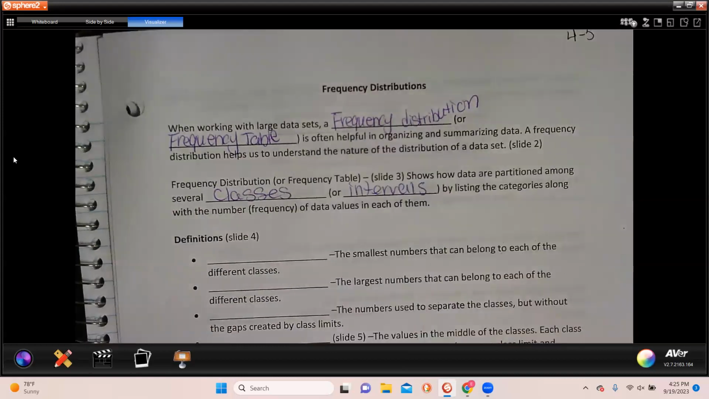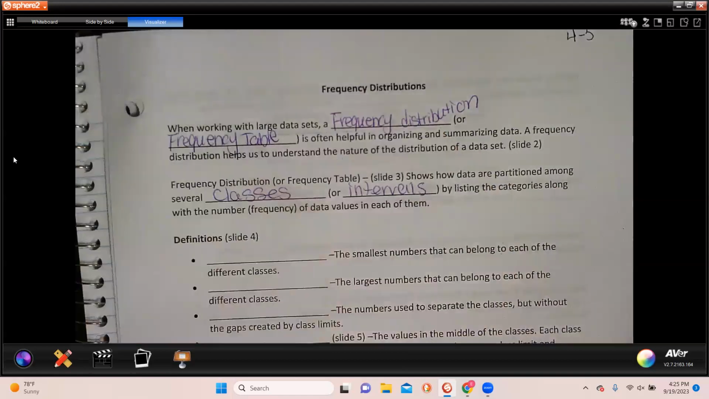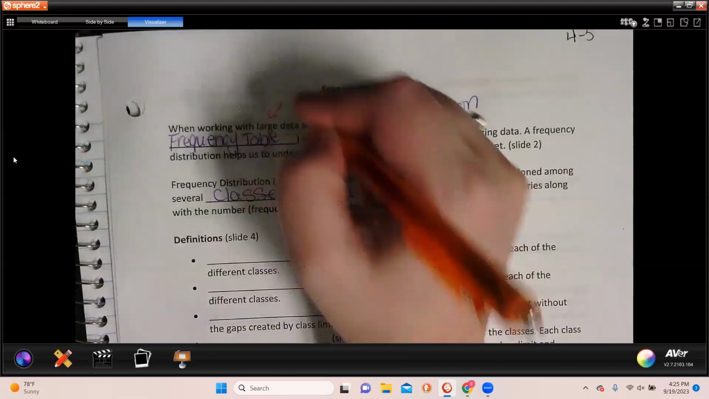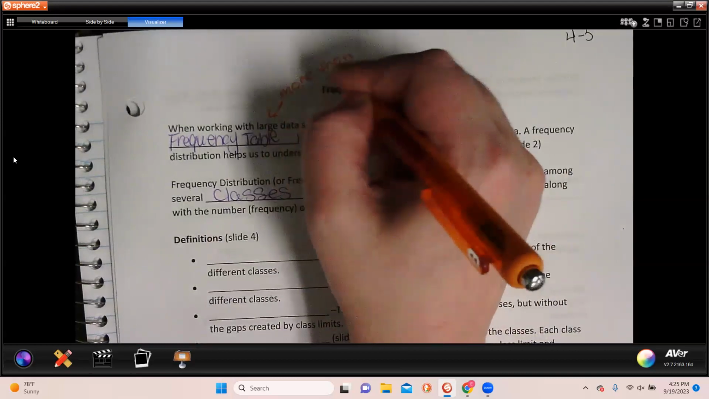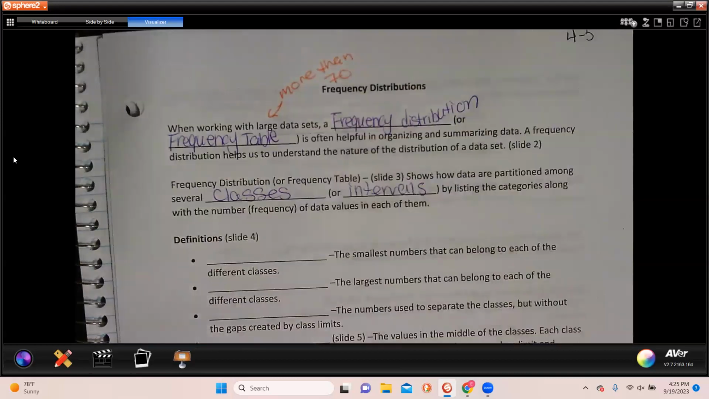Okay, so when working with a large data set, and when I mean a large data set, this means something like more than 70 pieces of data. A frequency distribution, also known as a frequency table, is often helpful in organizing and summarizing the data. A frequency distribution helps us to find and understand the nature of the distribution of a data set.